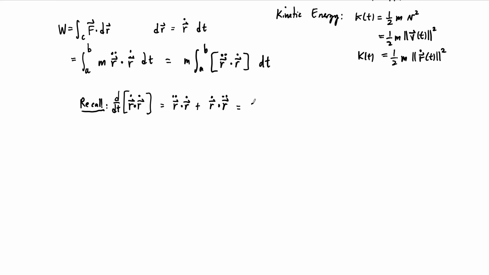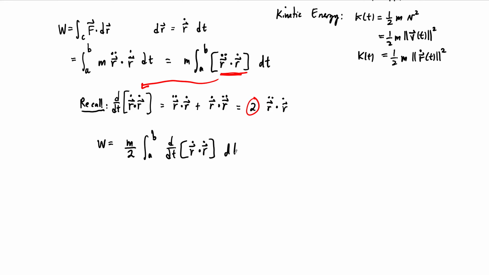And remember, the dot product is commutative, so this is just 2r, well, let's do it this way, 2r dot, r double dot, dotted with r dot, okay? And that's exactly what we have here, right? And so what we can do is replace this dot product here with not quite this one, because we have this 2, right? But by 1/2 of this. And so what we have now is that our work is equal to, our m is still hanging out in front. I'm going to put that 2 out in front as well, this 2 that we have to divide through, integral from a to b of the derivative of r dot dotted with itself dt.